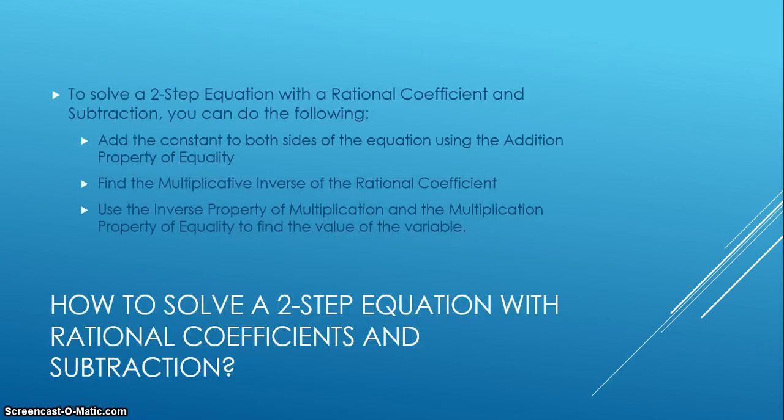So how do you solve a two-step equation with rational coefficients and subtraction? So all you're going to do is add the constant to both sides using the addition property of equality. You find the multiplicative inverse of the rational coefficient, so this goes back to the night before. And we use the inverse property of multiplication and the multiplication property of equality to find the value of the variable.